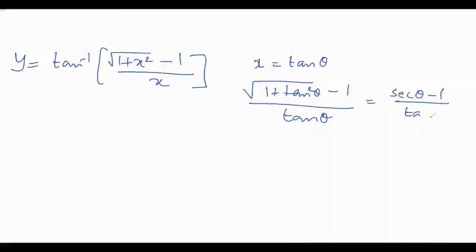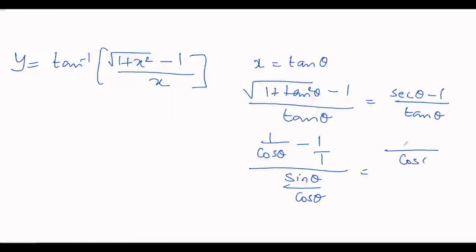Now secant theta is 1 over cos theta, minus 1 divided by tan theta, where tan theta is sin theta over cos theta. So I'm going to rewrite this, take the LCM as cos theta. Numerator becomes 1 minus cos theta. Denominator remains the same. So to simplify, I can cancel these factors. So 1 minus cos theta over sin theta.